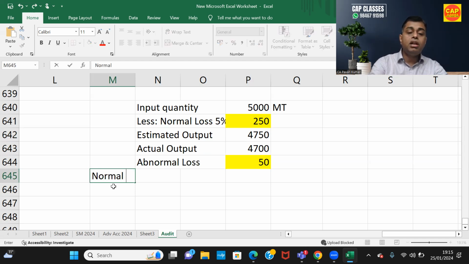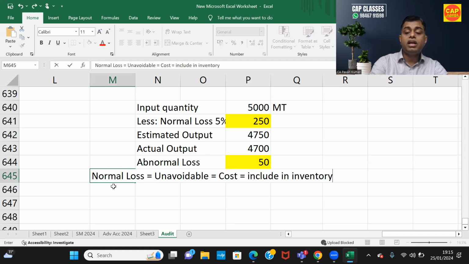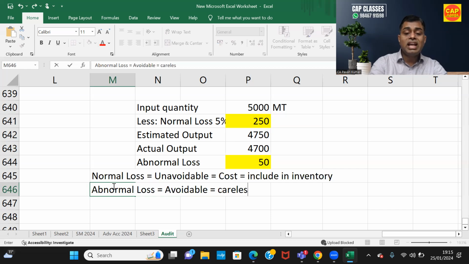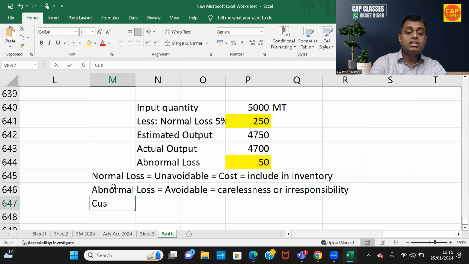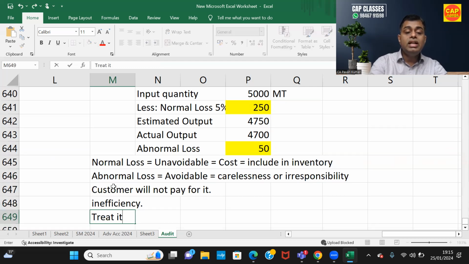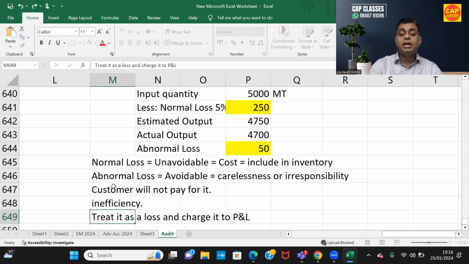Simple. Normal loss is unavoidable, is cost, include in inventory. Abnormal loss is avoidable, because of your carelessness or irresponsibility. Customer will not pay for it. It is your inefficiency. Therefore, treat it as a loss and charge it to P&L. This is the concept.